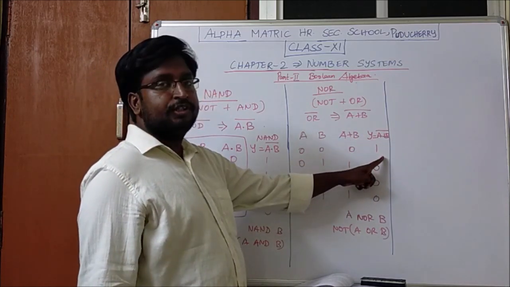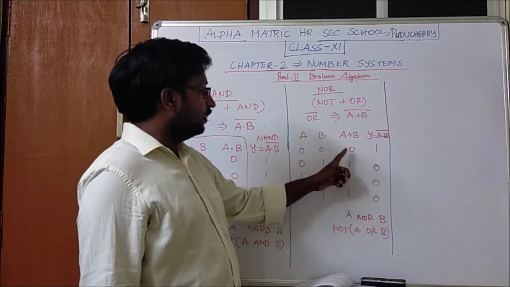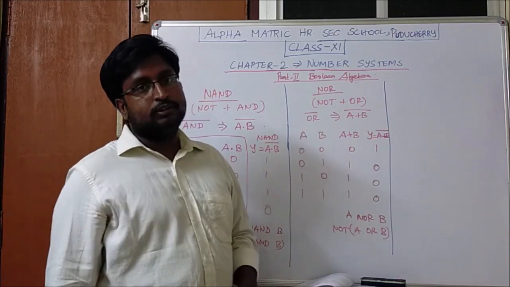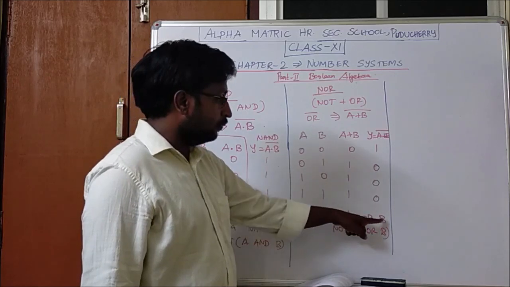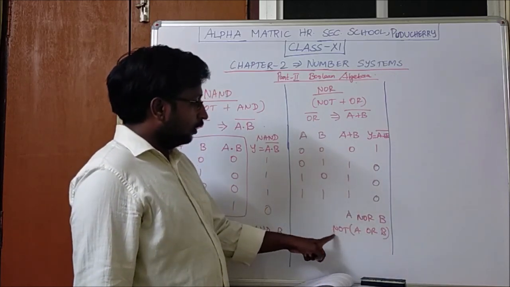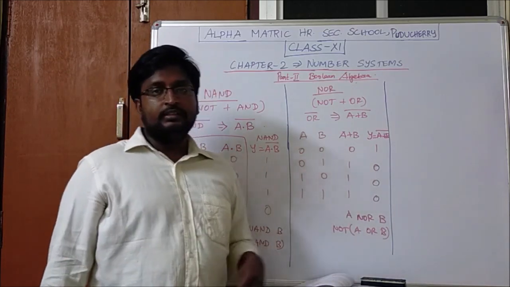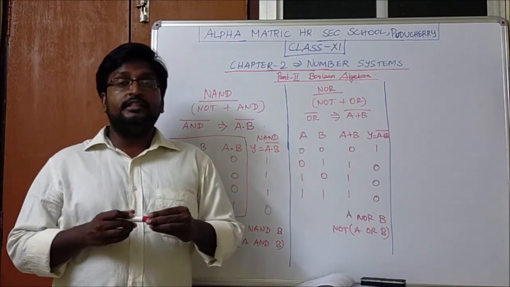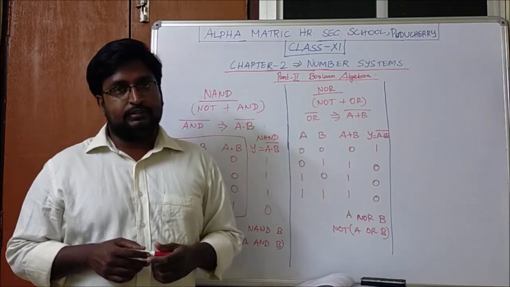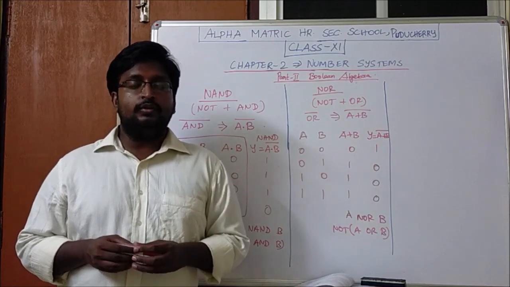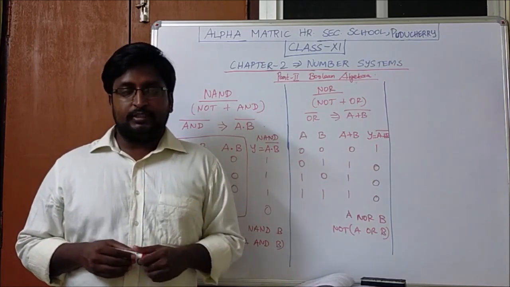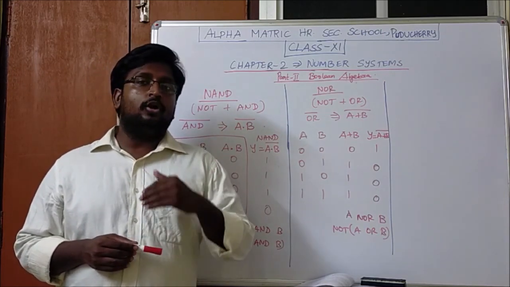For false we have mentioned as true, and for these three true we have mentioned as false. We can say it as A NOR B, or not of A or B. Like this we can say. So these are the various operators we have used in Boolean algebra. Next we will see about logic gates.